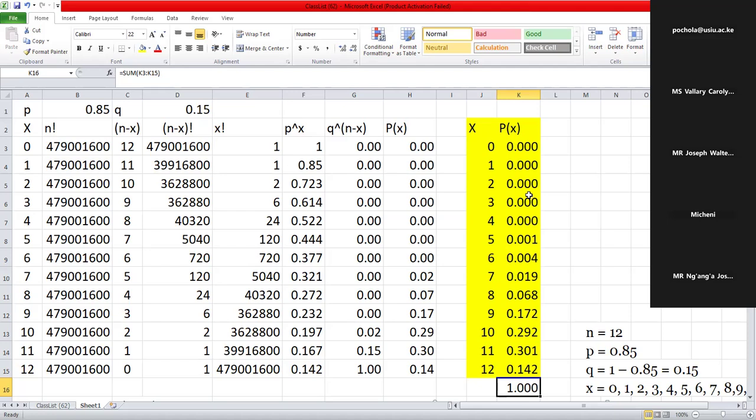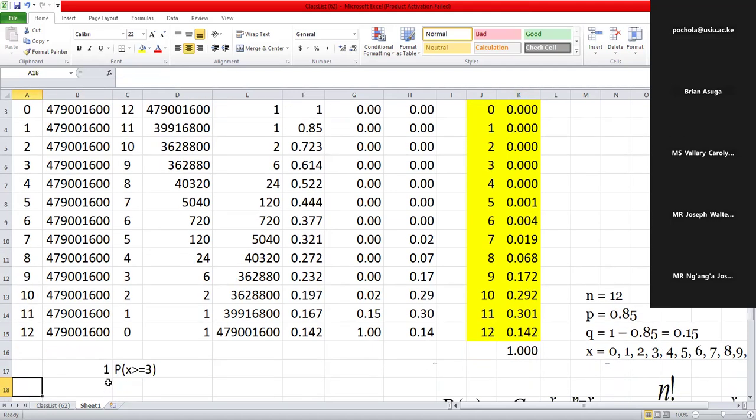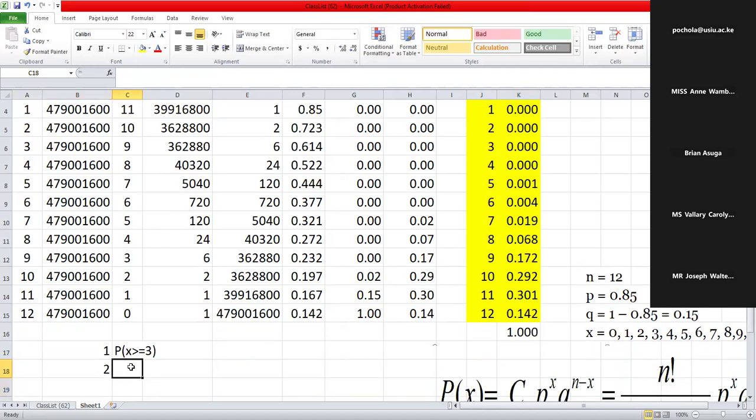Am I clear, please? Yes. So what was the next one? Number 2 was what? Successful surgeries. 7 surgeries. Yes. It is here, 0.019. The doctor will get 7 successful surgeries. 0.019.